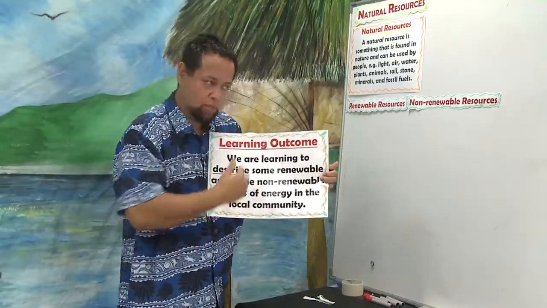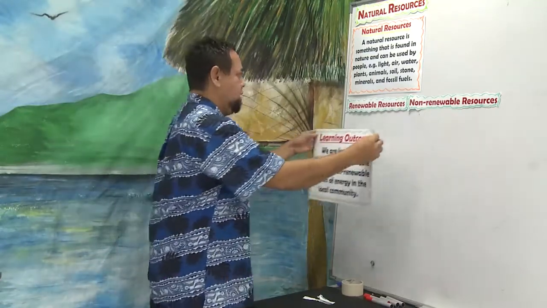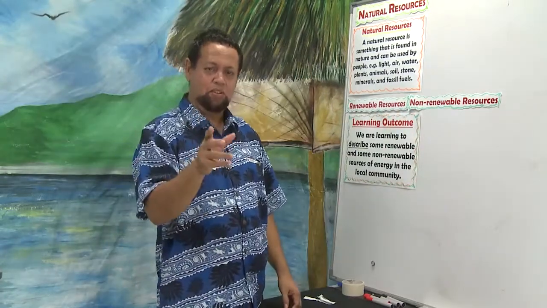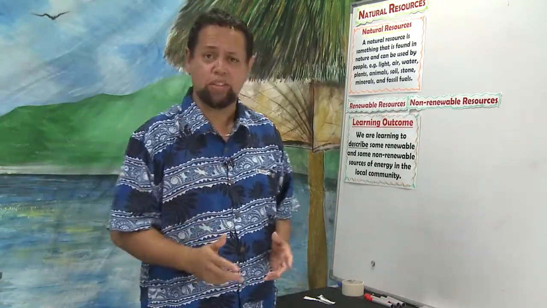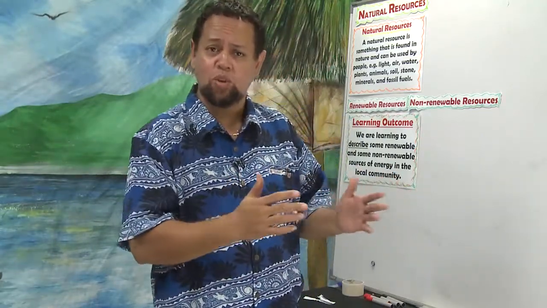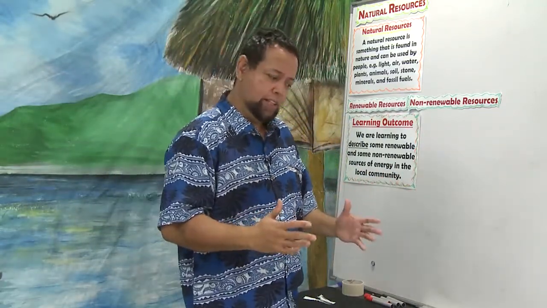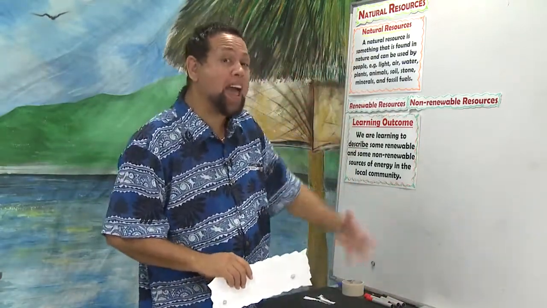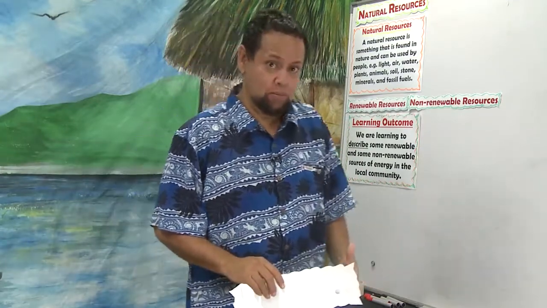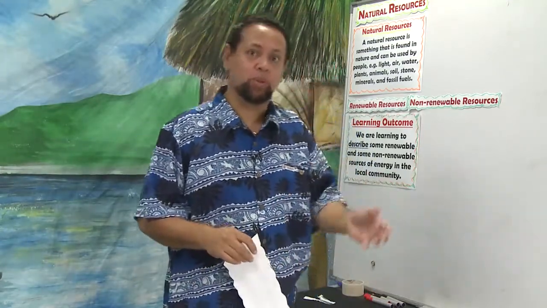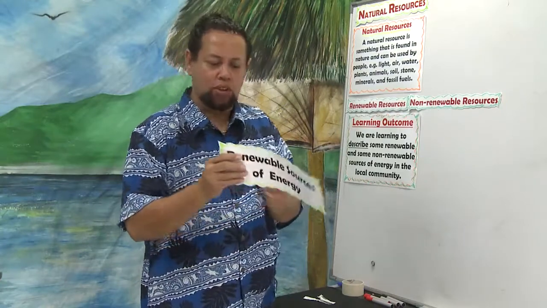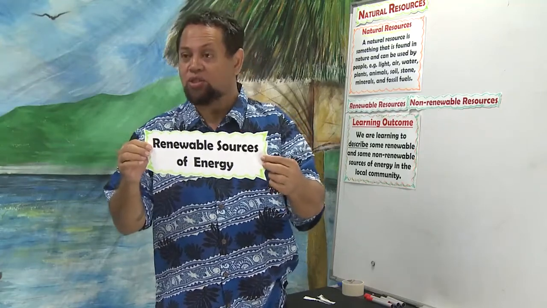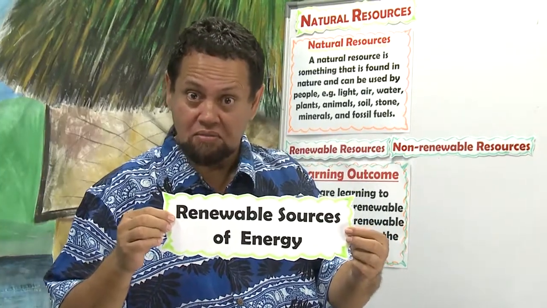So shall we put this up? Okay, let's put this up here. Don't forget, we already know that the natural resources we have are classified into two groups. So let's have a look at this. Since our learning outcome requires us to describe the sources of energy, renewable sources of energy, let's have a look at this one. We'll put this on, but it says renewable sources of energy.